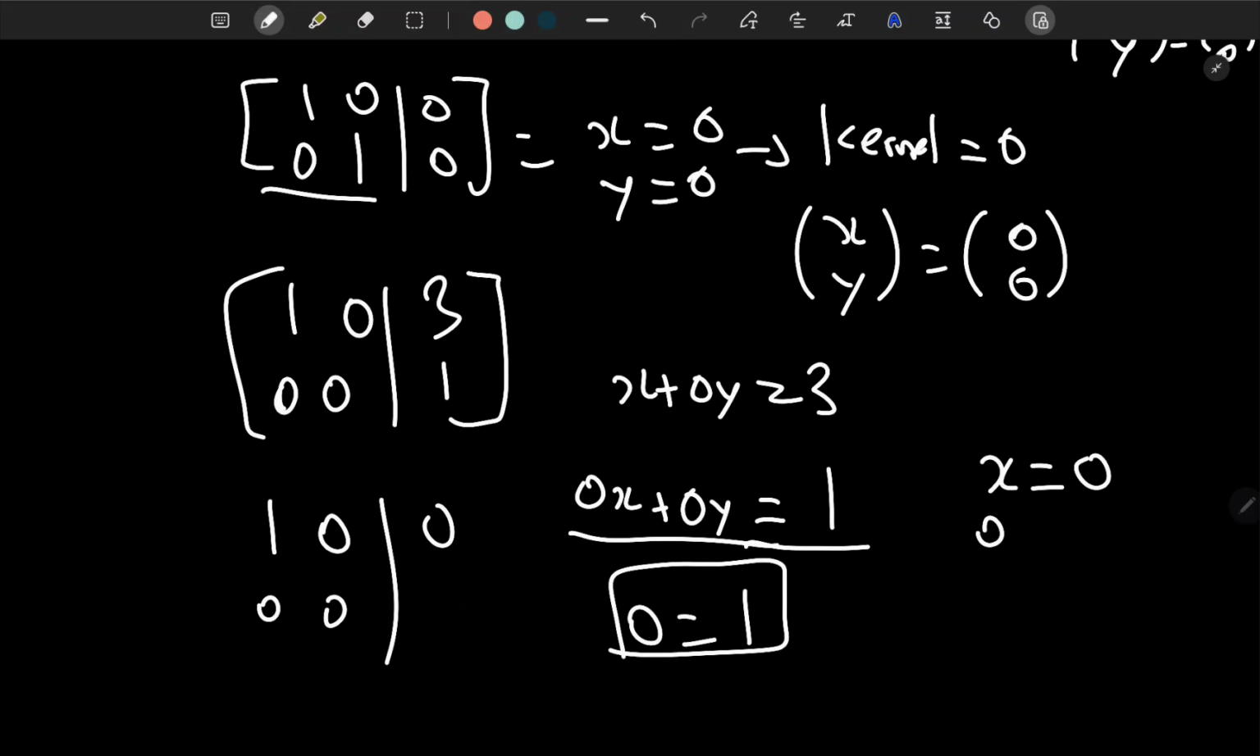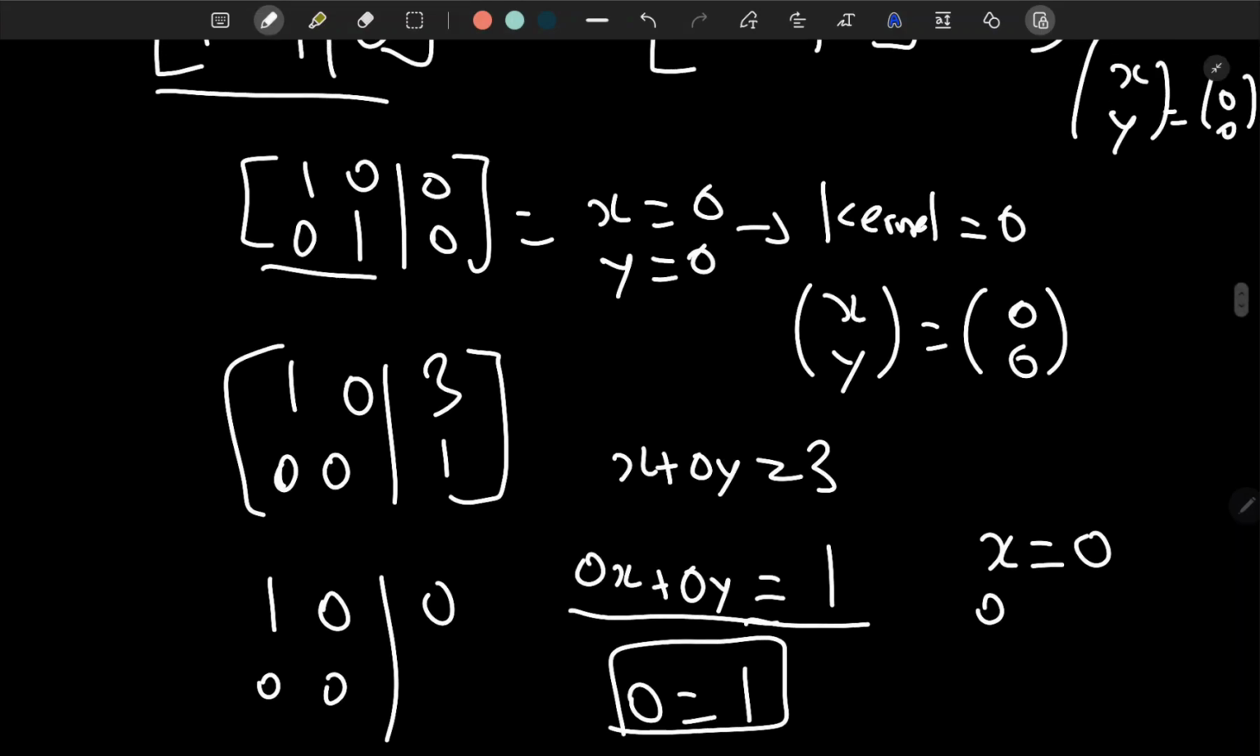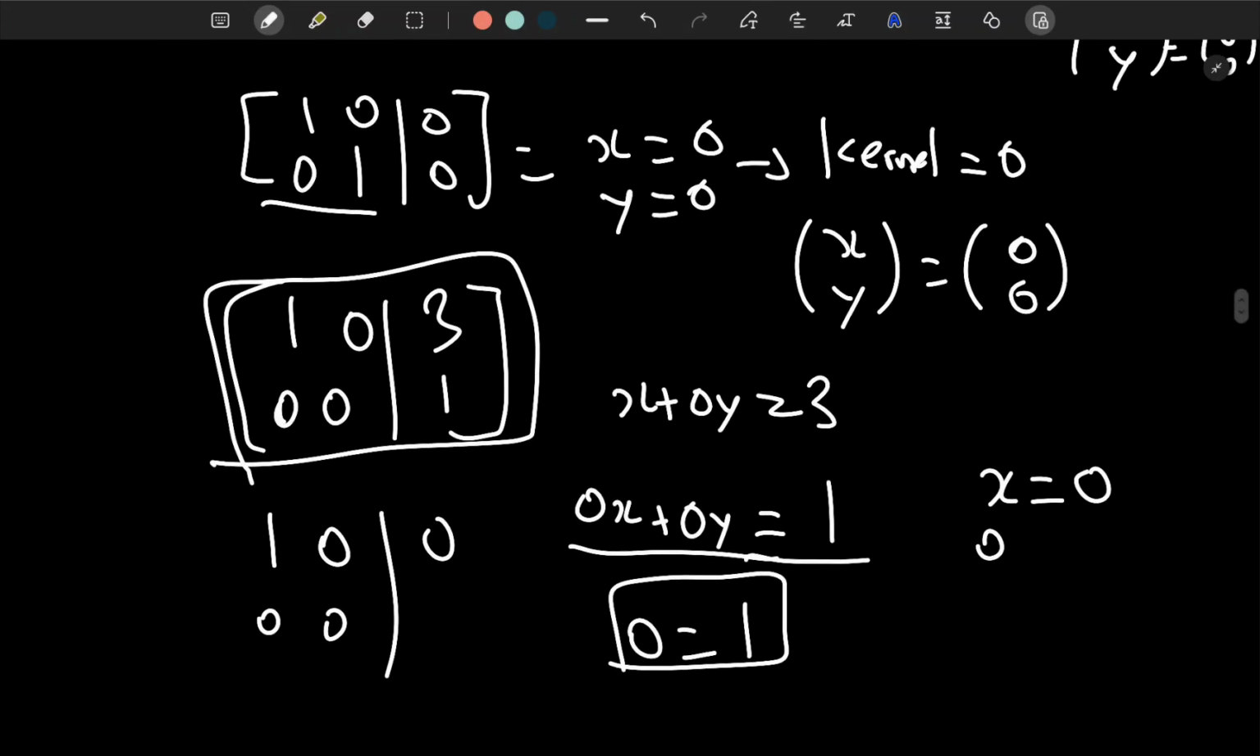So again, the range is simply finding if it's consistent, and if you have the kernel equal to 0, you can directly say that the columns are linearly independent, so that means any matrix is in the range.